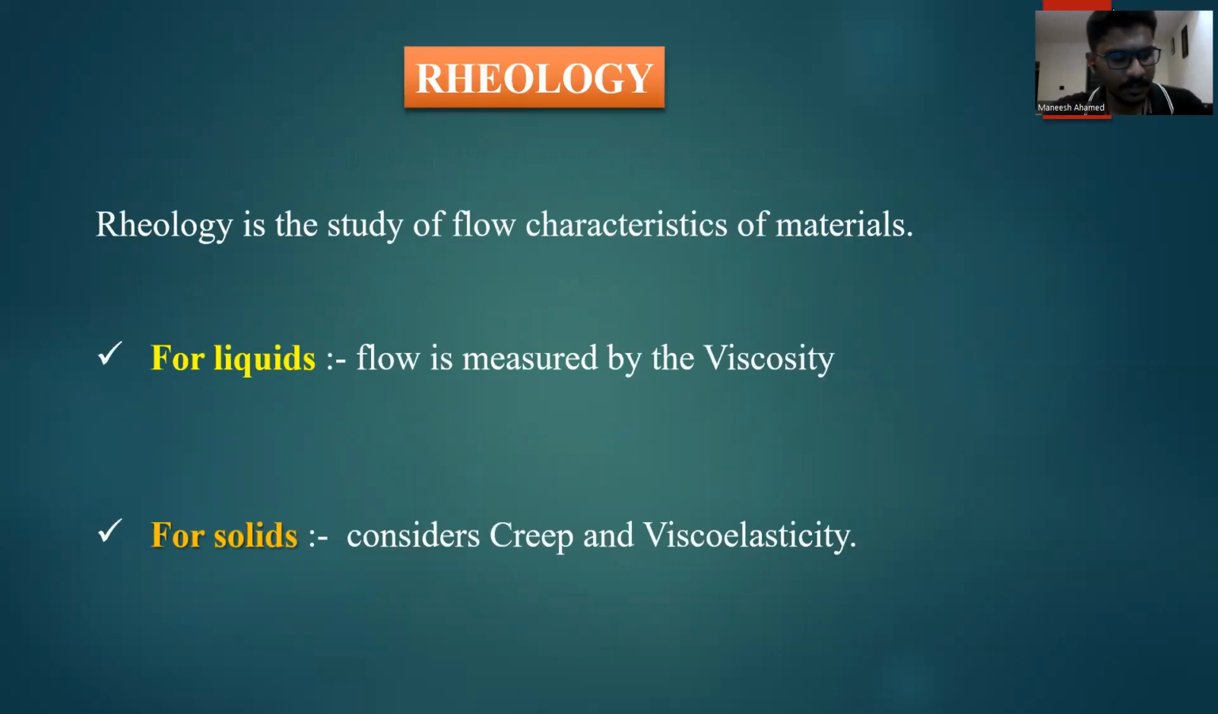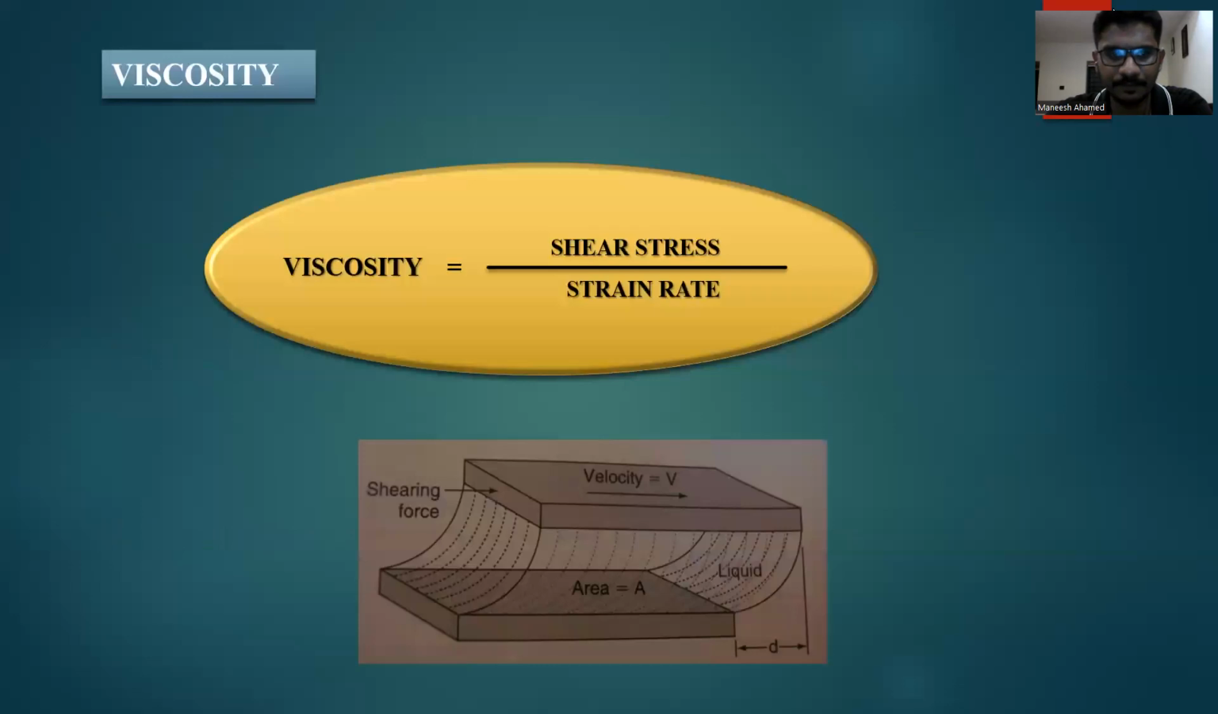Another important physical property is rheology, which is the study of flow characteristics of materials. For liquids, flow is measured by viscosity. For solids, the property of rheology is studied under the headings of creep or viscoelasticity. Certain solids also possess certain flow characters. For example, glass is usually known as a supercooled liquid, so it also shows certain flow characteristics. So certain features are explained under the category of creep and viscoelasticity.